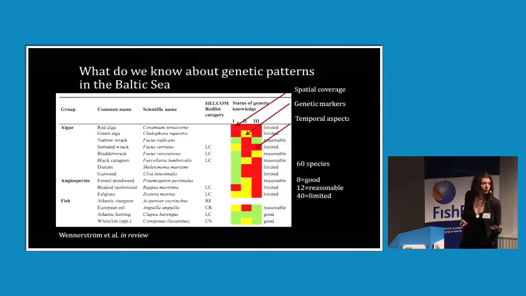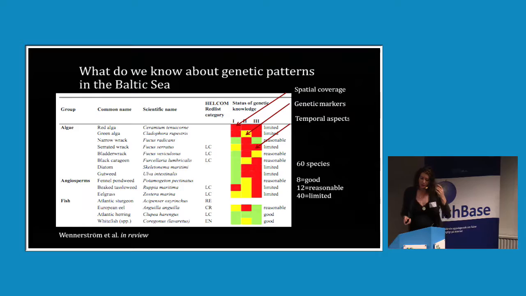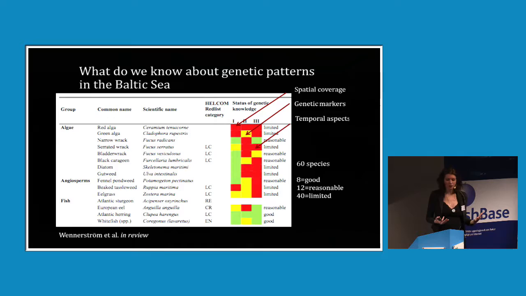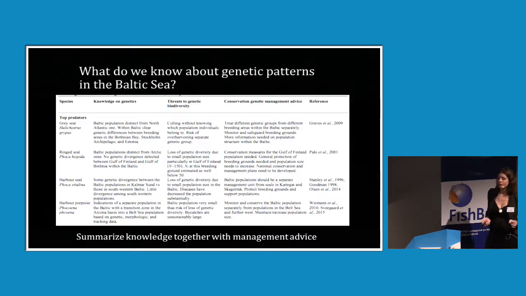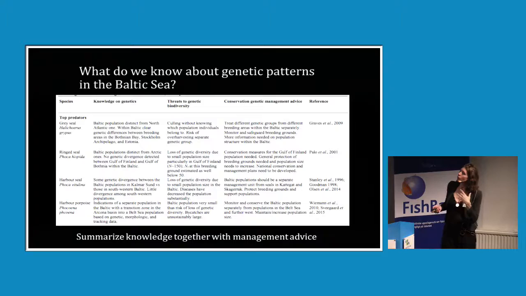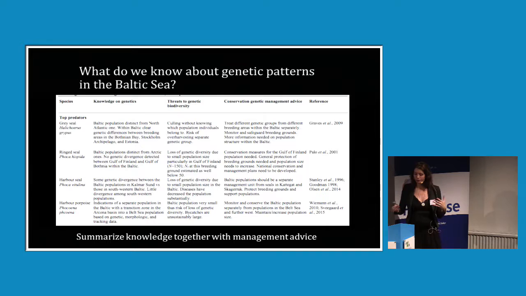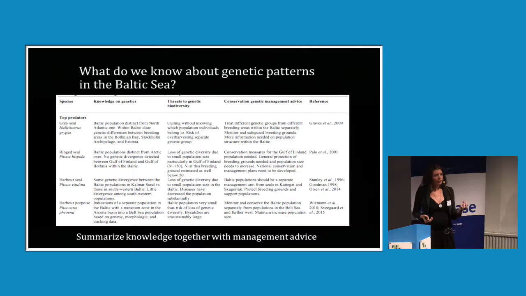And what we see then is that out of these 60 species that are studied, it's actually only a few that have a very comprehensive genetic knowledge. For most of the species, we have quite limited genetic knowledge. But even so, finding this knowledge is challenging. What we did in this publication was to try to organize the information in a way that would be relevant for managers. But of course, this is a scientific publication, and this is a snapshot in time. And as we see, the information is coming in all the time, and it's huge amounts of information.